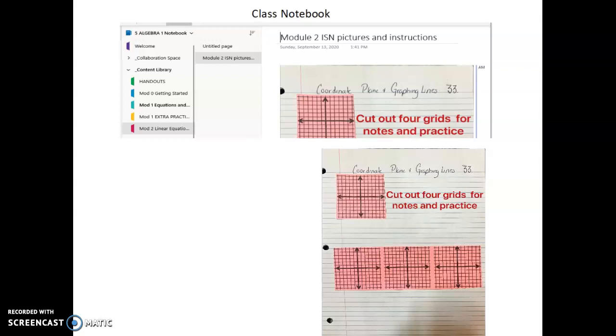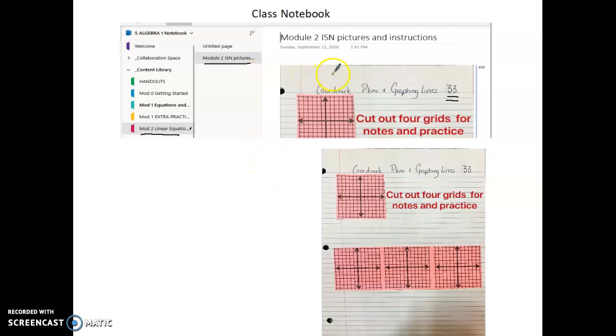So this is going to be the first video for Module 2 linear equations, and it's just going to be some notes and terms that I'm going to get you to write into your ISN on page 33. If you haven't put together your Module 2 foldables, you're going to find in class notebook, when you go into Mod 2, there is a new page that says Module 2 ISN pictures.